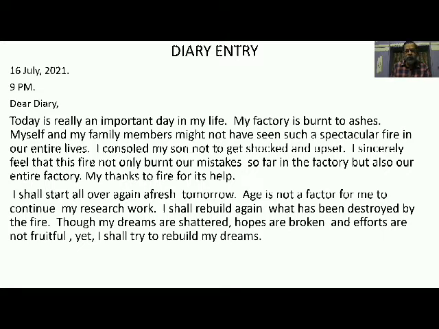I consoled my son not to get shocked and upset. I sincerely feel that this fire not only burnt our mistakes so far in the factory, but also our entire factory. My thanks to fire for its help. I shall start all over again afresh tomorrow. Age is not a factor for me to continue my research work. I shall rebuild again what has been destroyed by the fire.